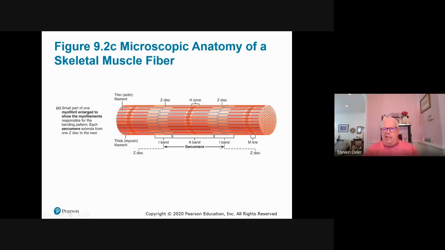Okay, here is the sarcomere. Look, it has an A band and half of an I band at each end. Okay, a total of one A band and half of an I band on each side. It is the distance between two Z discs. The sarcomere is the distance between two Z discs. Please know that.